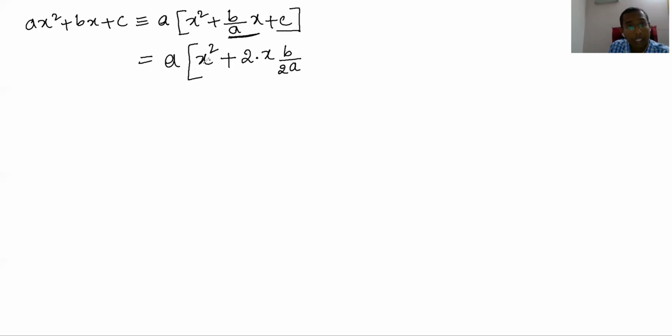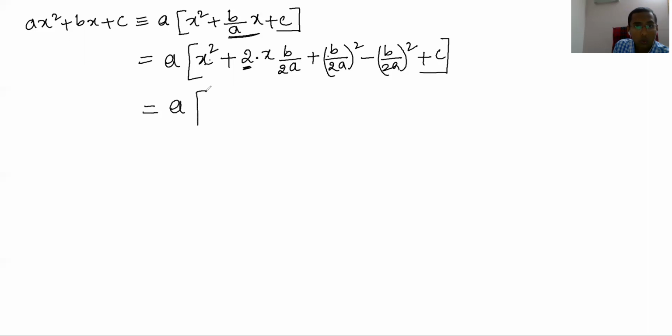So what happened here? x square plus 2 into x into b by 2a. Now what I want is b by 2a whole square, because this is the form 2ab. Since I wanted this b square term, I added and subtracted b by 2a whole square. Plus c I am writing as it is. Now a square plus 2ab plus b square I can write as a plus b whole square.